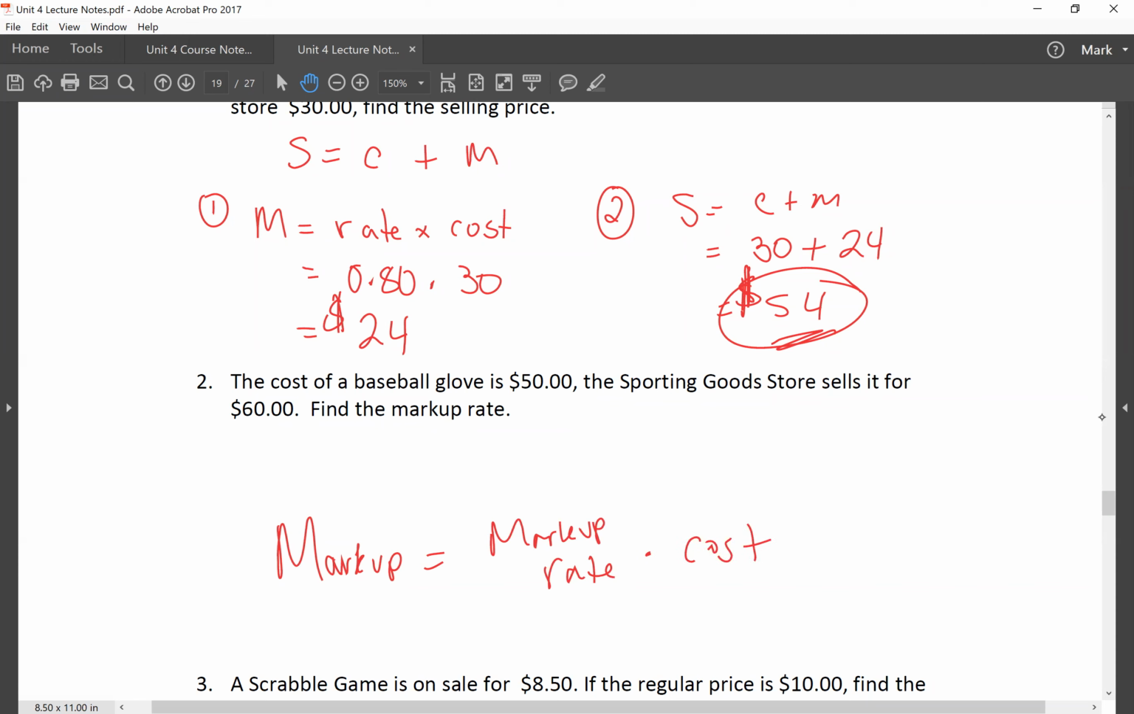But we cannot find this until we know the markup. So step number 1, let's find the markup. How much money was this increased by? Now, a lot of you guys can do this in your head. The store bought it for $50, 50 reals. If you're more comfortable with reals, 50 reals. And they're selling it for 60. So immediately I know that they've marked this baseball glove up $10.